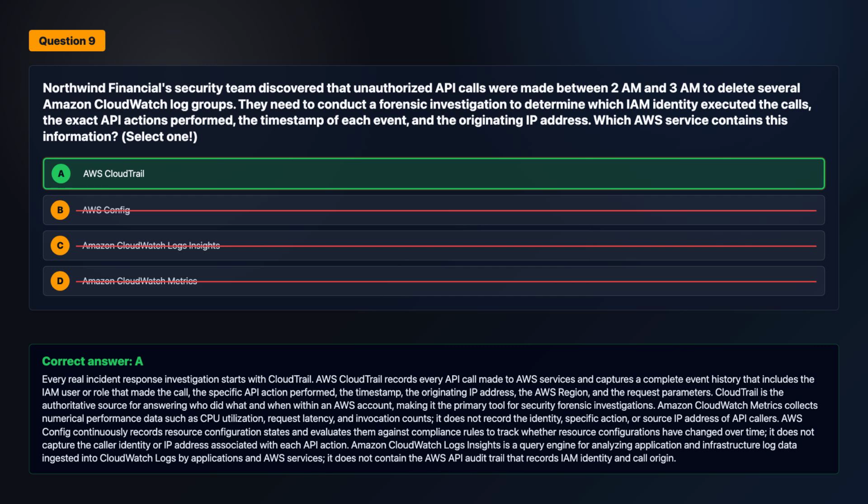CloudTrail is the authoritative source for answering who did what and when within an AWS account, making it the primary tool for security forensic investigations. Amazon CloudWatch Metrics collects numerical performance data such as CPU utilization, request latency, and invocation counts. It does not record the identity, specific action, or source IP address of API callers.